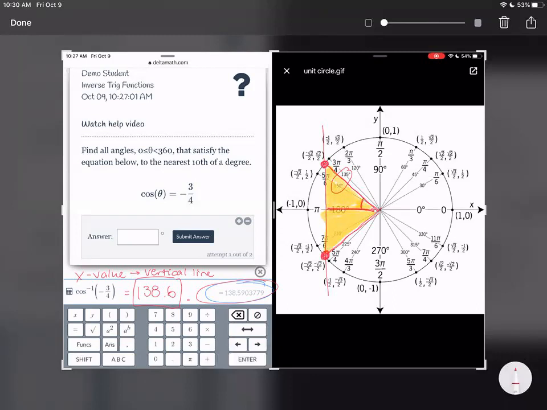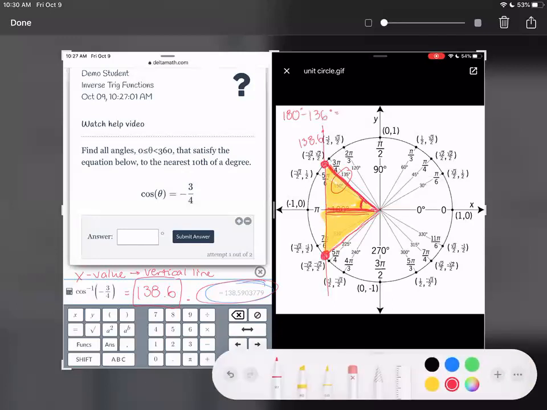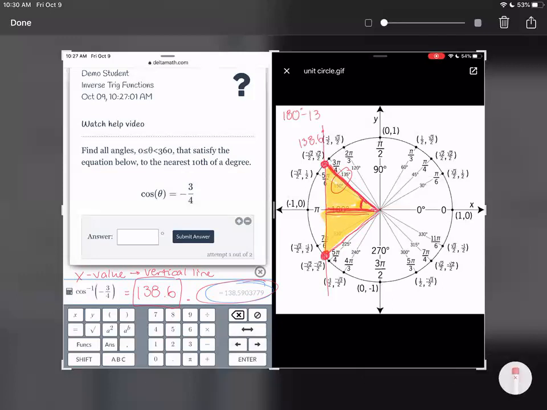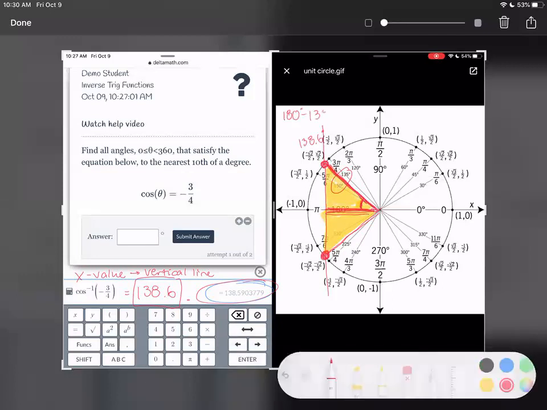So we know that over here on this flat line it's 180. And we know that on this line we have 138.6 degrees, according to our calculator. So in order to get the angle between 180 and 138.6, we're going to subtract 180 minus 138.6.